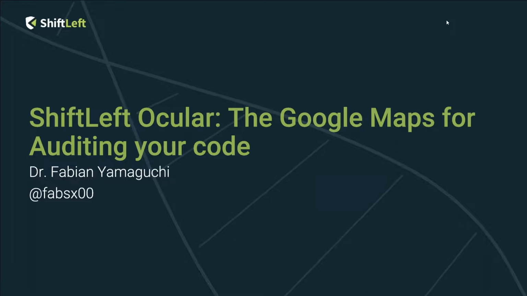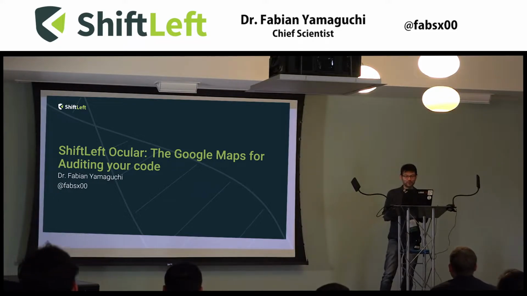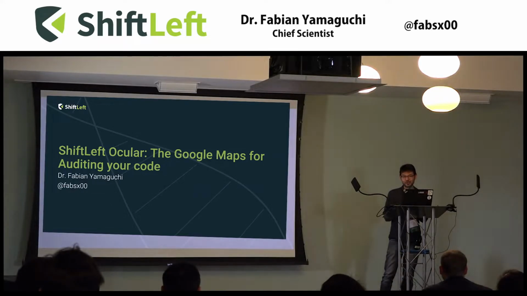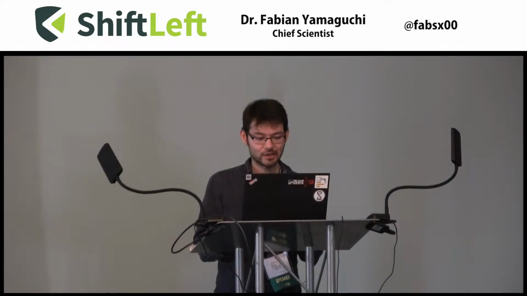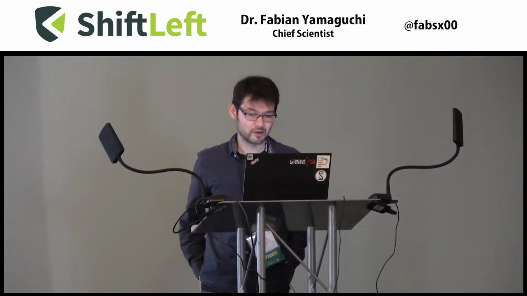Welcome everyone. I'm going to be talking about ShiftLeft Ocular today, which we call the Google Maps for auditing your code. And essentially what it is, it's a search engine for vulnerability discovery.